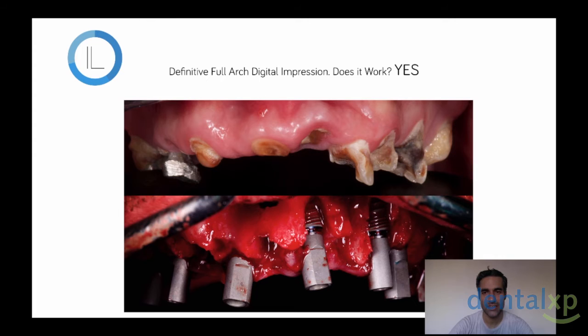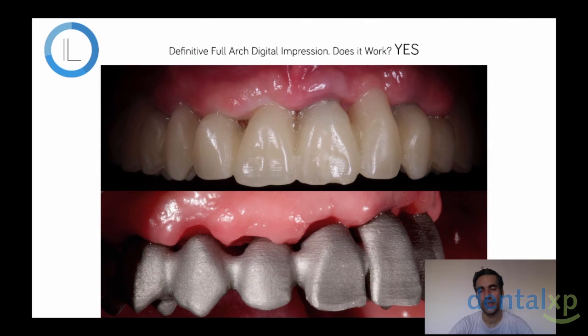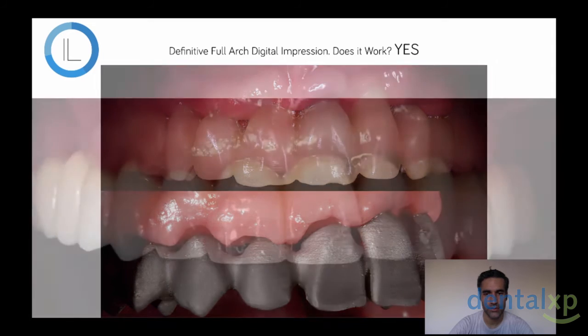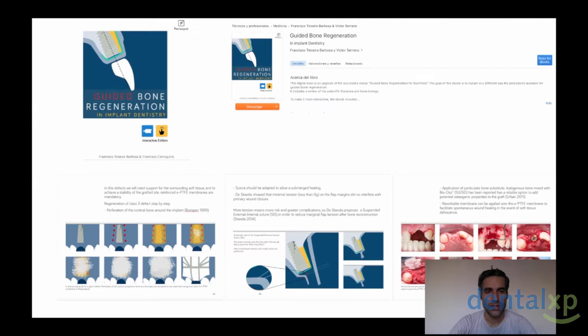This is a very difficult case, a very young patient of only 34 years old, but as you can see, we performed the immediate implants and guided bone regeneration. We did another PMMA prosthesis. Also we did a one-piece chrome cobalt framework with CAD/CAM, and we delivered a full ceramic definitive restoration. We will publish this in July.